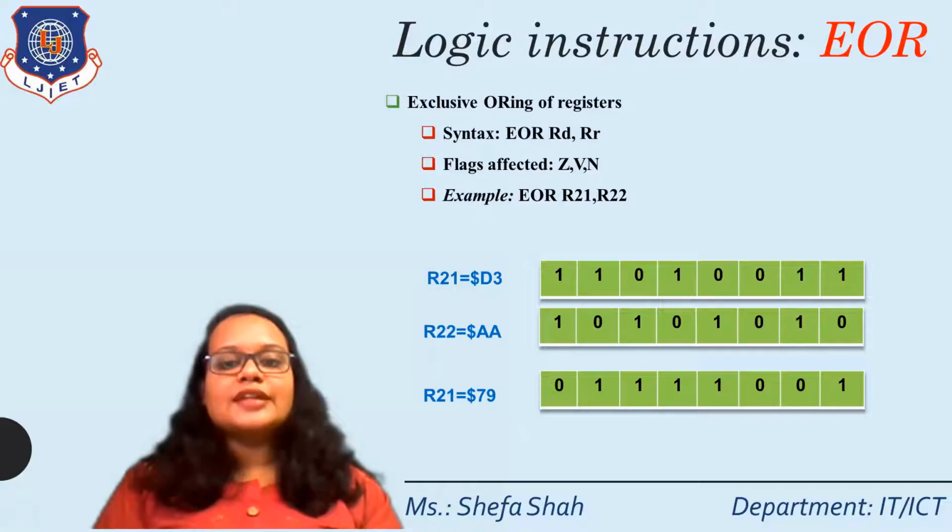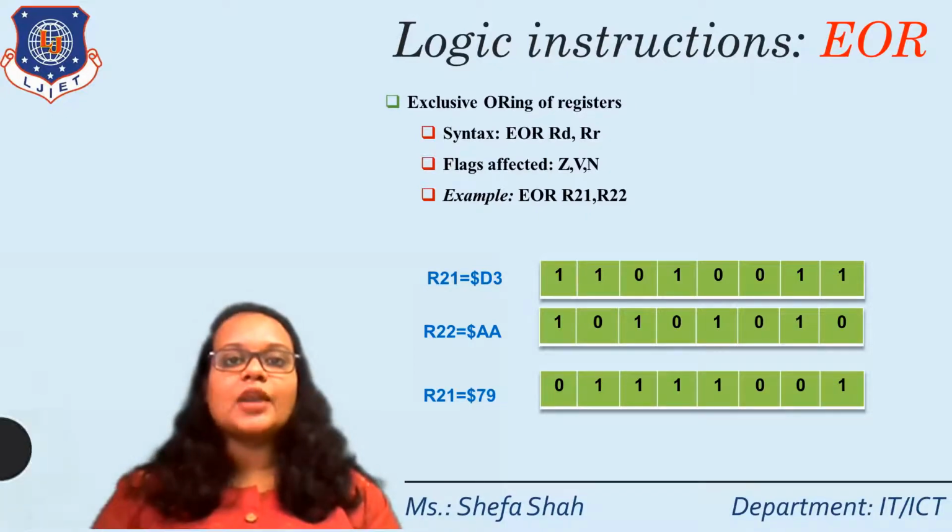Let's see how it is. Starting from the LSB: 1 and 0 gives 1, 1 and 1 gives 0, 0 and 0 gives 0, 0 and 1 gives 1, 1 and 0 gives 1, 0 and 1 gives 1, and 1 and 1 gives 0, so the result is 0111 1001. Finally, when we convert it into hexadecimal, we have the result 79H in R21.